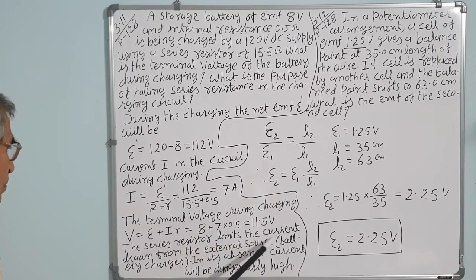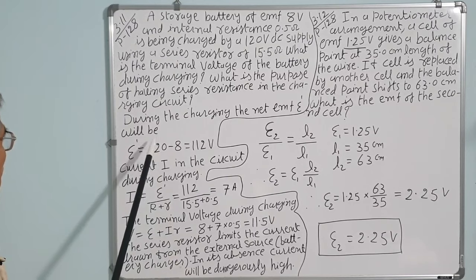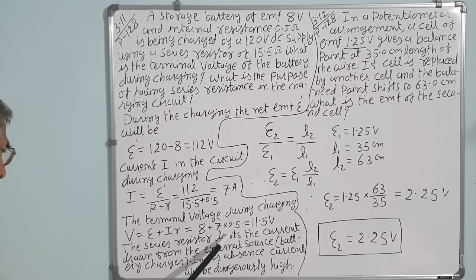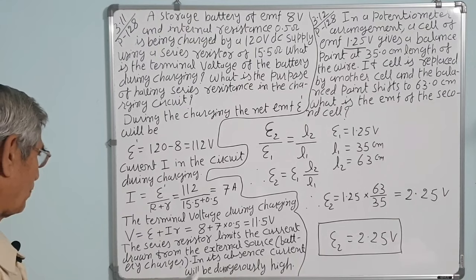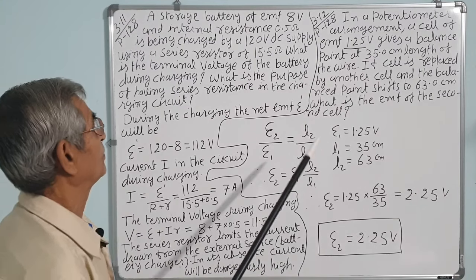The series resistor limits the current drawn from the external source, that is the battery charger. The battery charger supplies the voltage 120 volts. The current will be very high. So a resistor is connected in series that limits the current and prevents the battery from damage. In its absence, the current will be dangerously high.